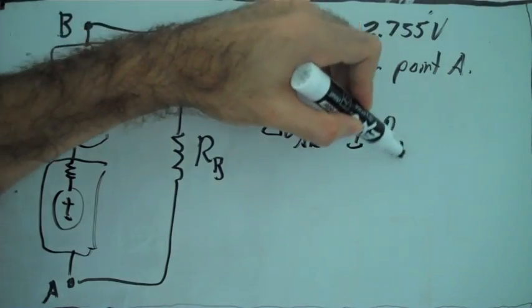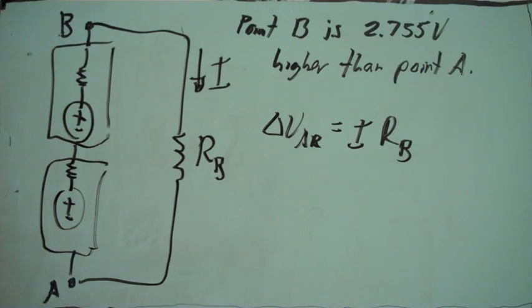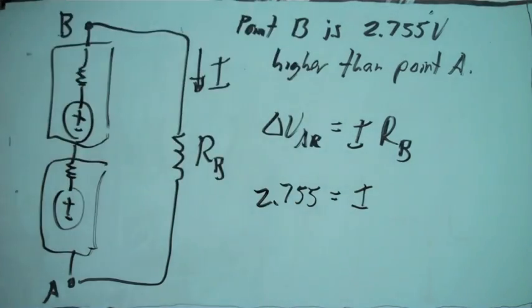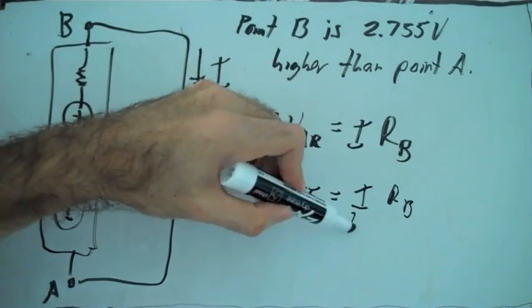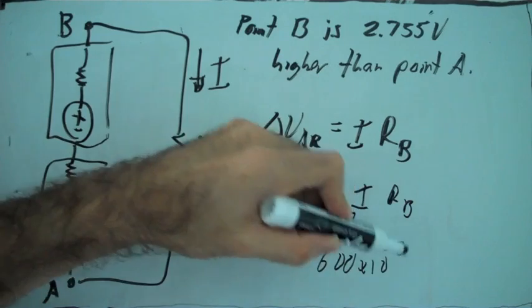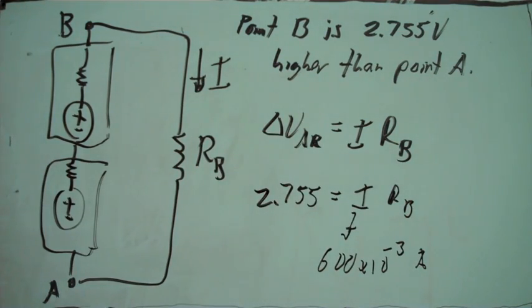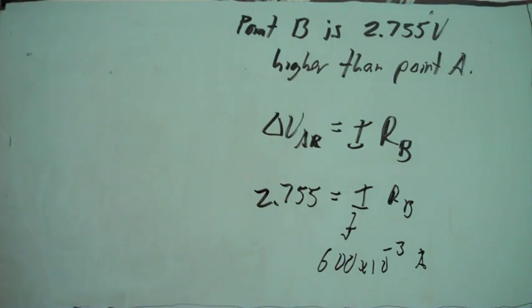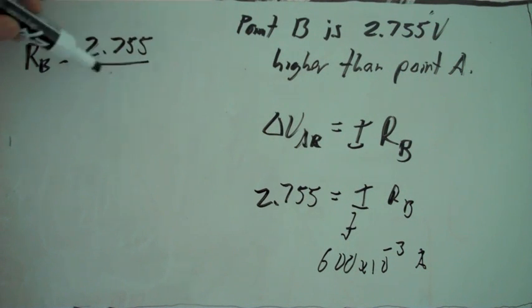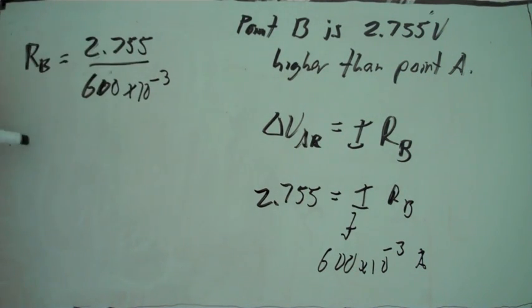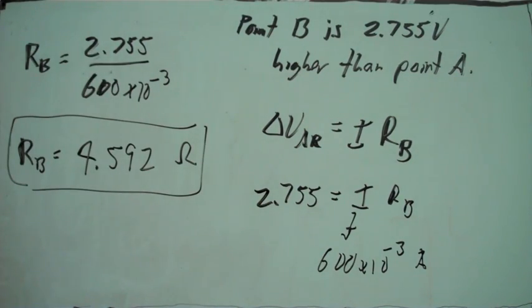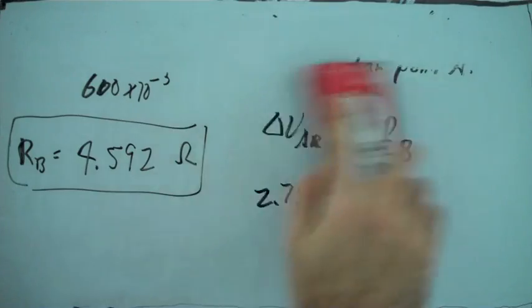Now the potential difference between points A and B is equal to the potential difference across the light bulb, which is equal to the current through the light bulb times the resistance of the light bulb. So we know what the potential difference is, and we know what the current is. So now we can find out what the resistance of the light bulb is. We just solve for the resistance of the light bulb in this equation. So the resistance of the light bulb is just this number right here. And if we calculate it, we get this. So we have 4.592 ohms for the resistance of the light bulb.